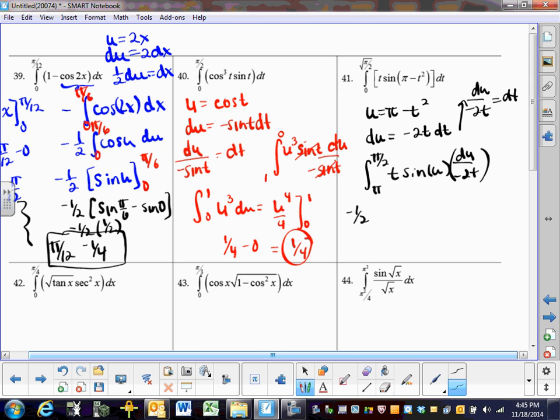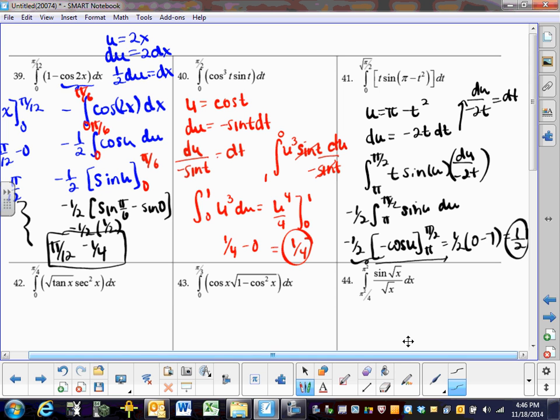So I have negative 1/2 from pi to pi over 2 of sine of u du. Keep the negative half. Backwards from sine is negative cosine from pi to pi over 2. So that is positive half cosine pi over 2 minus cosine pi. Cosine pi over 2 is 0. Minus cosine pi is negative 1. So I get positive half as my answer.